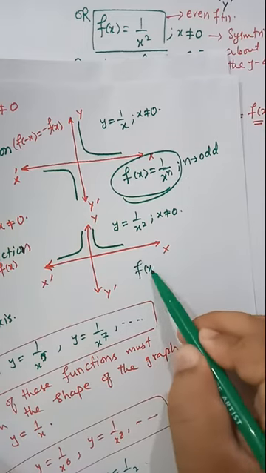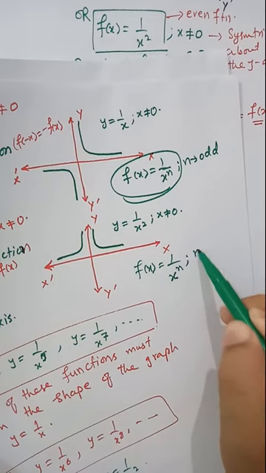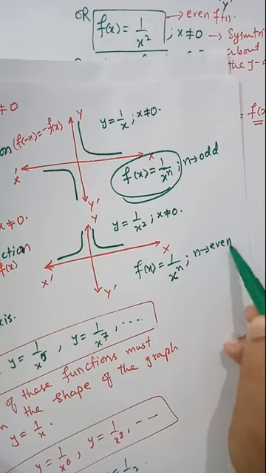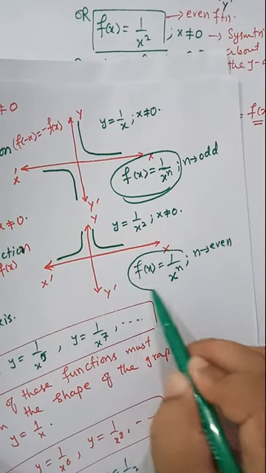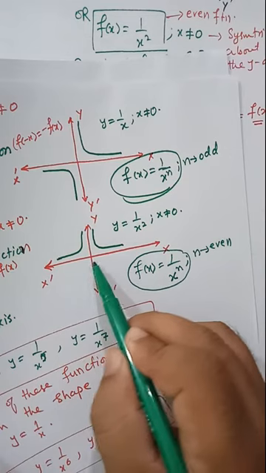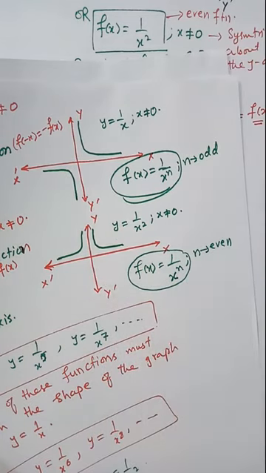And f of x is equal to 1 divided by x power n, when n is even, this function is also even, symmetric about the y-axis, and the graph of the family of this function must be in this fashion. So you must remember the shape of the graph.